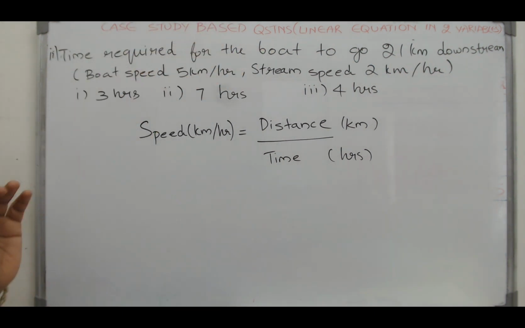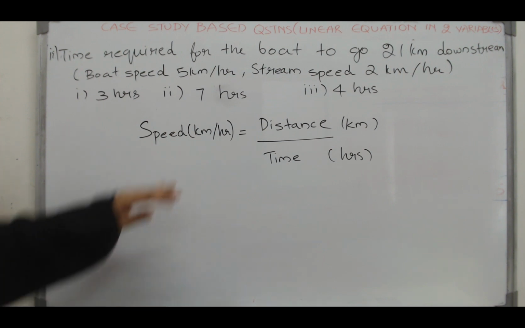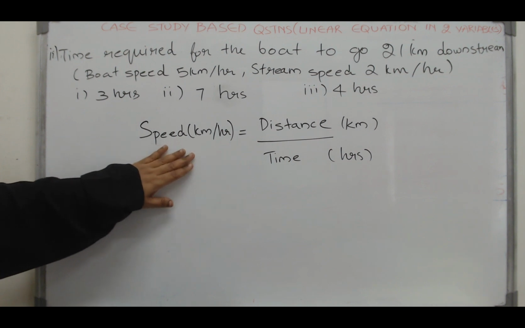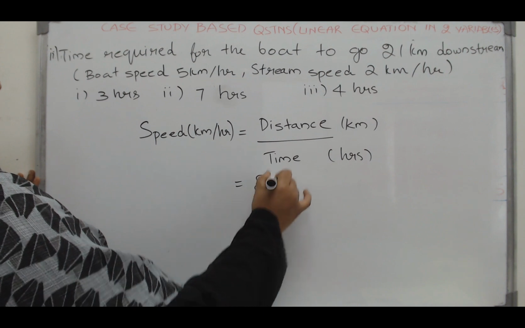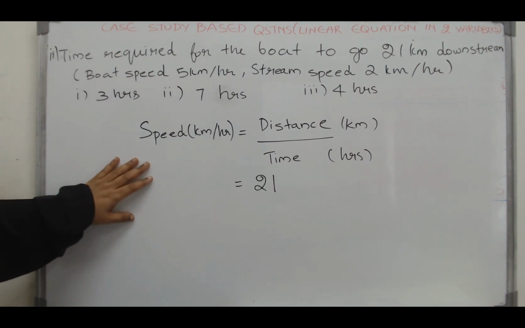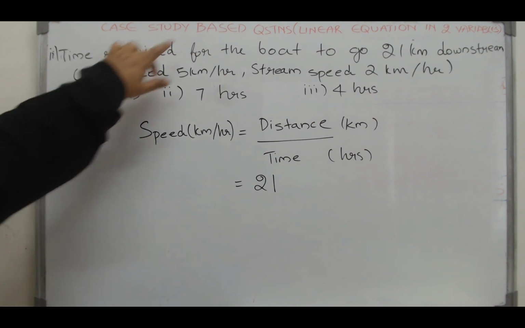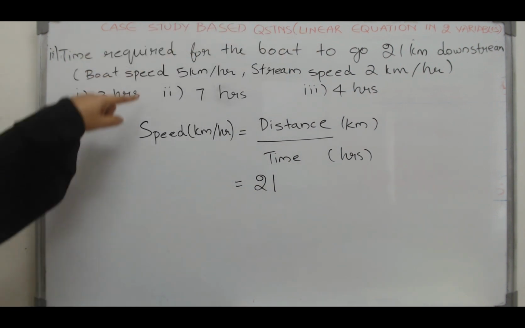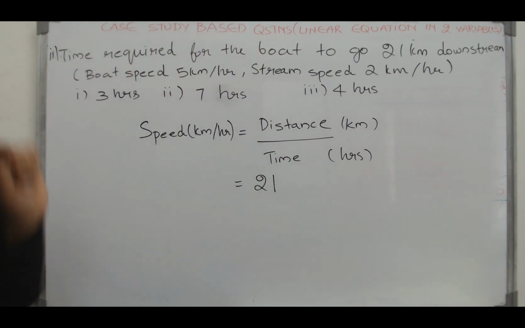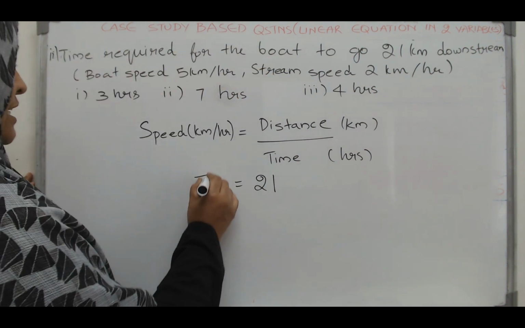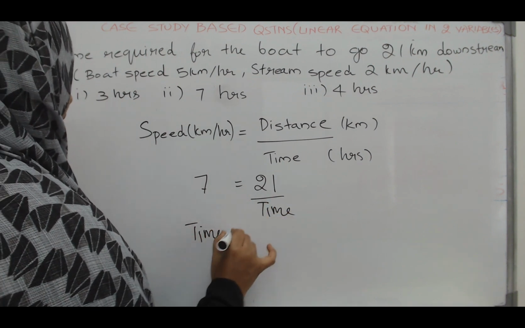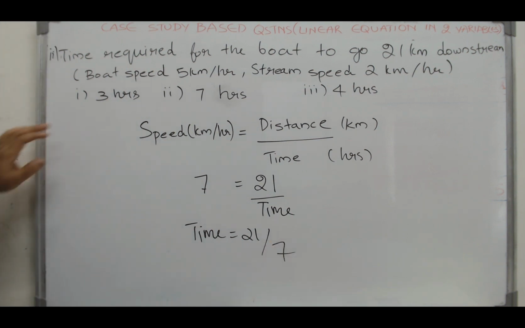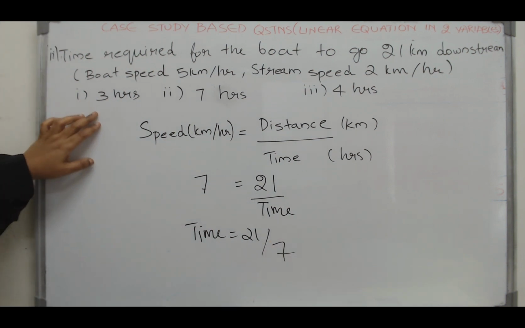It has to travel 21 kilometers downstream. How much time will it take? So this is the formula that we need. Speed is distance by time. What is the distance? It has to travel 21 kilometers. How much is the speed? Don't take just the boat speed. It says going downstream, which means what? 5 plus 2. Don't forget that you have to add that 2 also. So you have 7 here. So how much time does it take? So cross multiply, your time will be 21 by 7, which is 3 hours. This is the correct option.